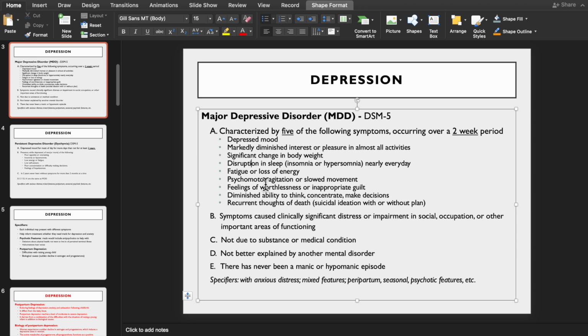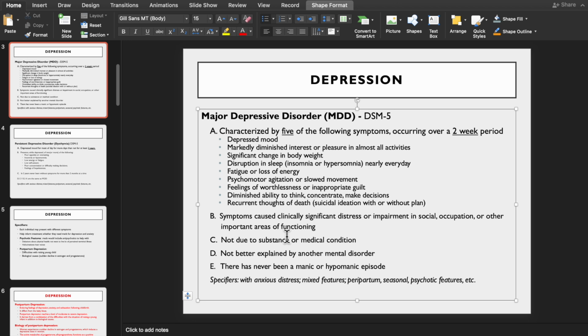Disruption in sleep, they can't sleep or sleep too much, fatigue or loss of energy, psychomotor agitation or slowed movement, just like really sluggish, feelings of worthlessness or inappropriate guilt, feeling bad about everything, even if things are not their fault. Diminished ability to think, concentrate, make decisions, recurrent thoughts of death, suicidal ideation with or without plan. Let's say Walter had to have signs of at least 5 of these symptoms within a 2-week period.